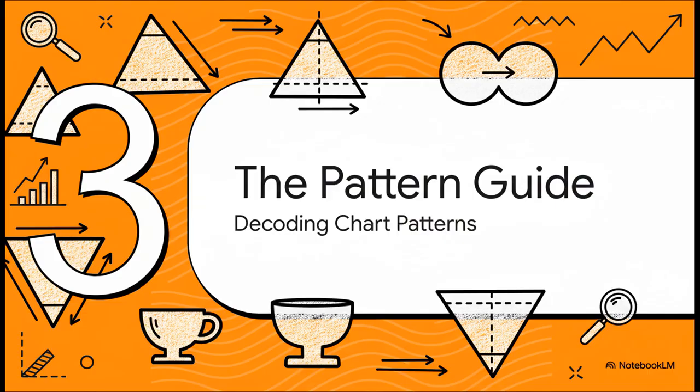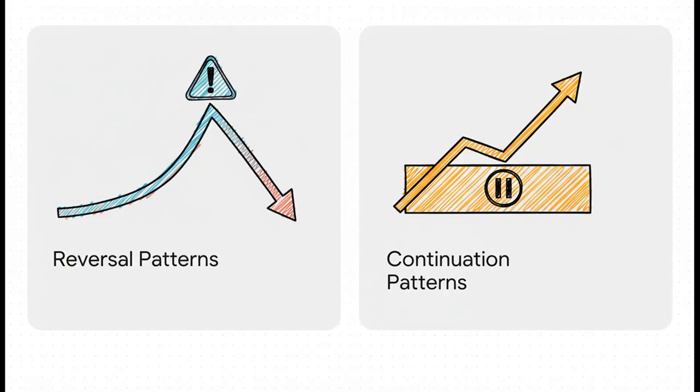Well, this is where that idea gets really, really practical. Because human behavior is predictable, certain shapes or patterns appear on charts again and again. Learning to spot these patterns can give you some serious clues about where the price might be headed next. Now, Murphy basically groups all these patterns into two big families. First up, you have reversal patterns. Think of these like flashing red warning lights on your dashboard.